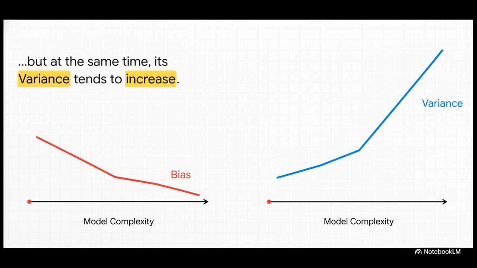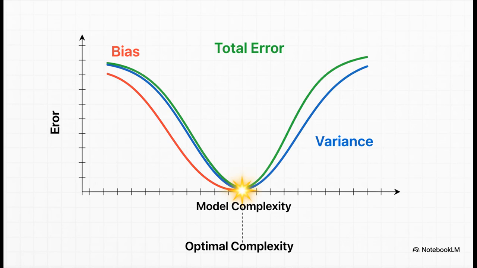It becomes hypersensitive to the training set. And what does that mean? Its variance starts to go up. And that gives us the whole picture, this famous U-shaped curve.